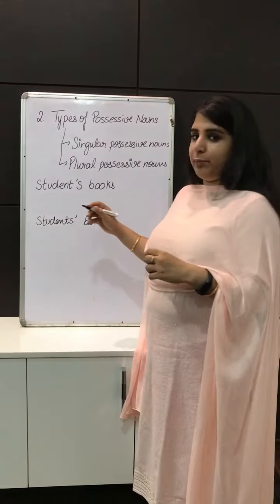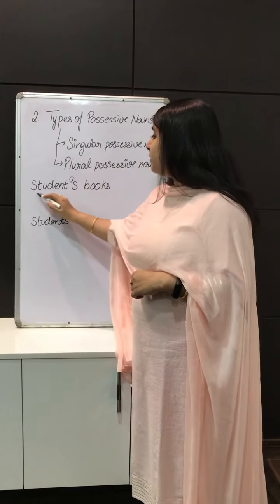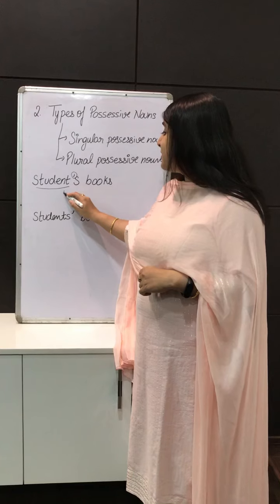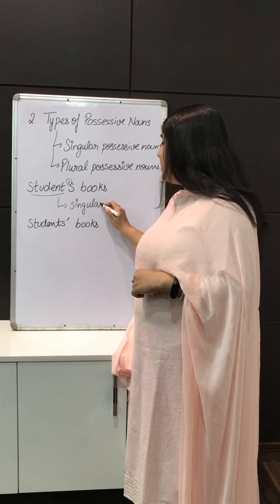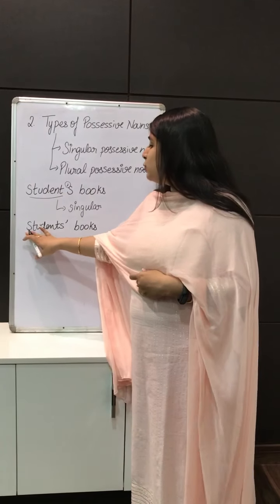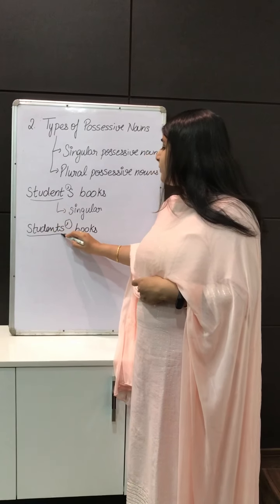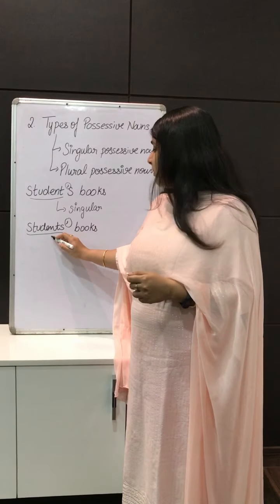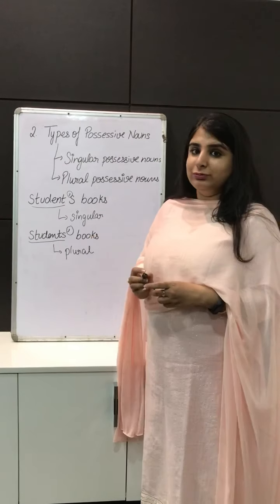So, let's see this example. Student's books. What is written before the apostrophe? Student. Now, student is singular or plural? Yes, it is singular, right? So that means that it is a singular possessive noun. Let's take another example. Students' books. What is written before the apostrophe? It is written students. Now students is plural, right? So that means it is a plural possessive noun.